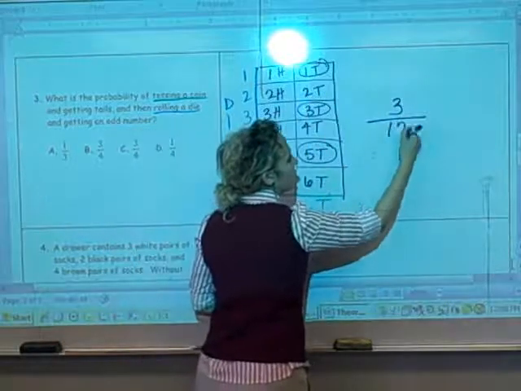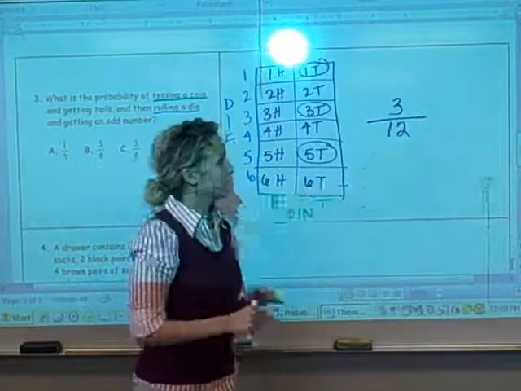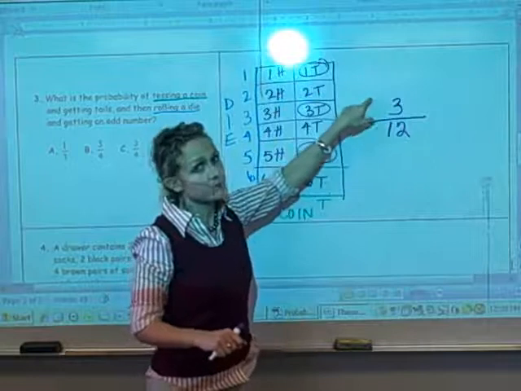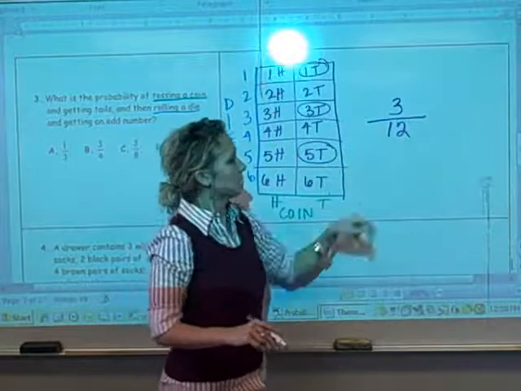3 out of 12. Well, remember, we always need to simplify. We can't just leave it like that. So both of these numbers are divisible by 3. Obviously, 3 is divisible by itself, and 12 is divisible by 3.